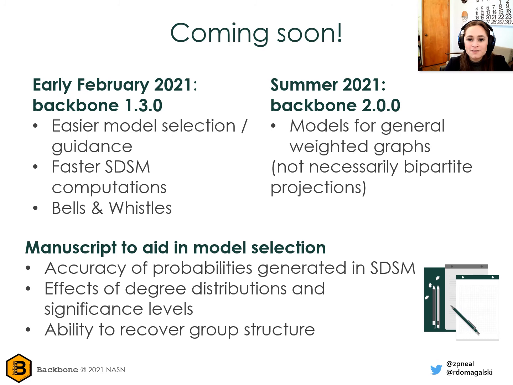In addition to those software updates, we also have a manuscript coming out soon, which will aid in model selection. So SDSM uses different methods to compute probabilities, like the Poisson binomial distribution. Here we're going to talk about the accuracy of those probabilities that are generated. We also talk about the effects of different degree distributions in your data and significance levels. And we also compare the ability to recover group structure amongst the models. So keep an eye out for that.